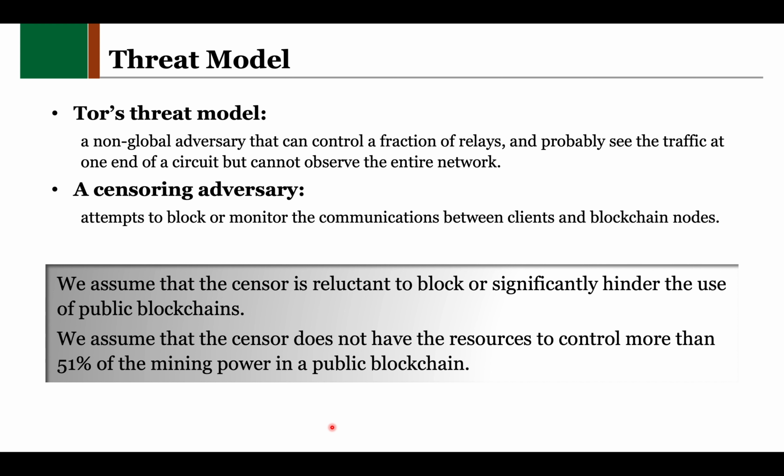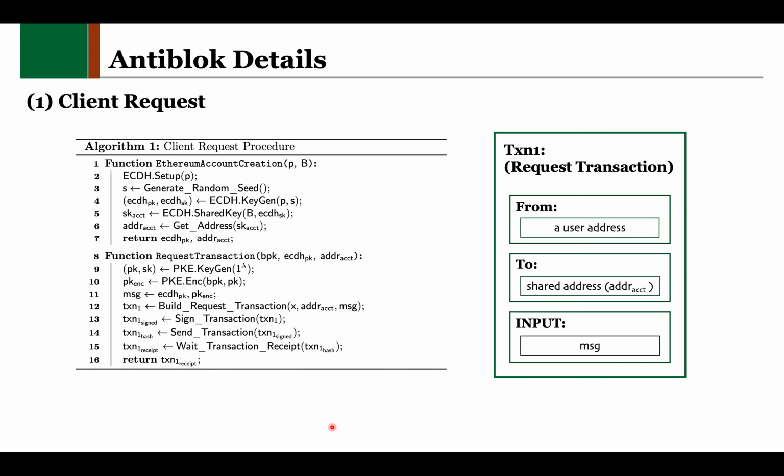Even in a heavily censored area, censoring a public blockchain with a large market capitalization would come at an unaffordable economic cost. Also, we assume that the censor doesn't have the resources to control more than 51% of the mining power in a public blockchain. I will then introduce the details of Antiblok's protocol.